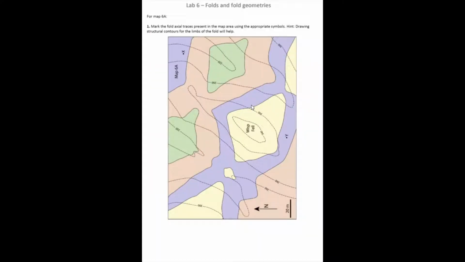Okay, so the first question asks you to mark on the fold axial traces present in the map area using appropriate symbols, and gives us a hint that drawing structural contours for the limbs will help. Well, if we've got folded rocks, then we have these two limbs. We have the upgoing limb and then the downgoing limb. And what we should try to do is find a contact present on one of those limbs that we can follow all the way around the fold.